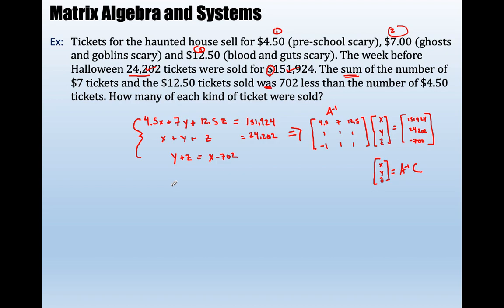And let's see, I don't know if I wrote down what that was. Oh, I did. When I was done, I got the number of preschool scary tickets was 12,452. I think that's 452. You have to check my writing. I can't tell if my 4 is a 9 or a 4. The number of ghost and goblin scary tickets was 9,270. And the number of blood and guts scary is, oh gosh, my writing is terrible, I think it's 2,480. But you guys check that out for me, okay?